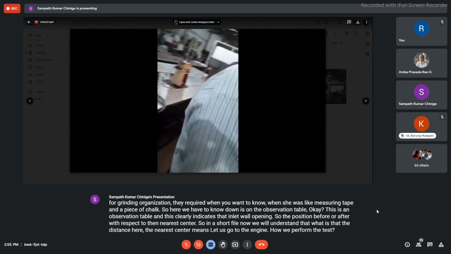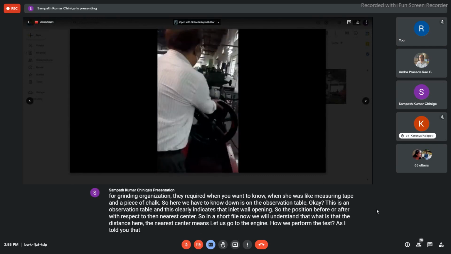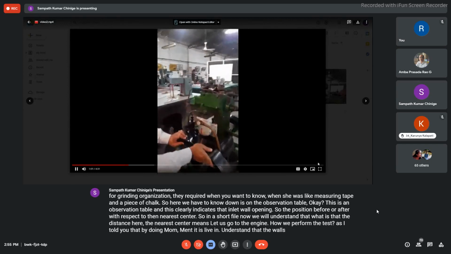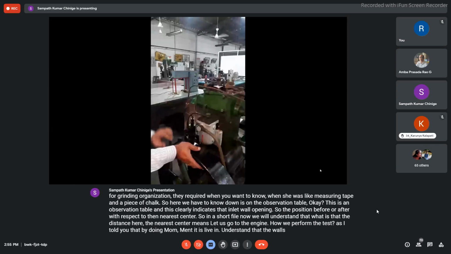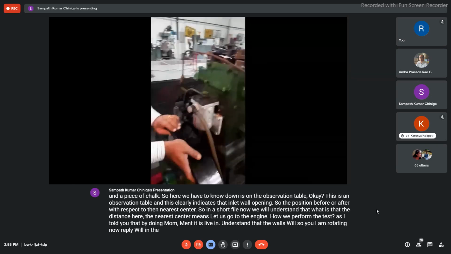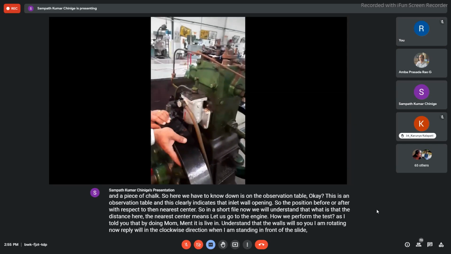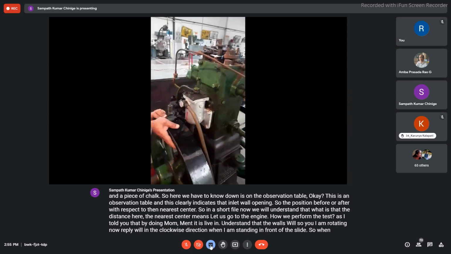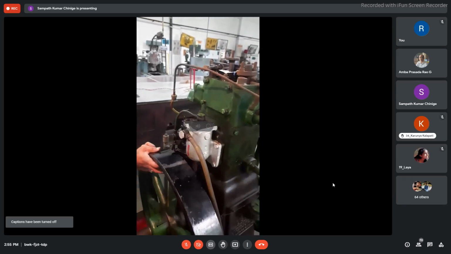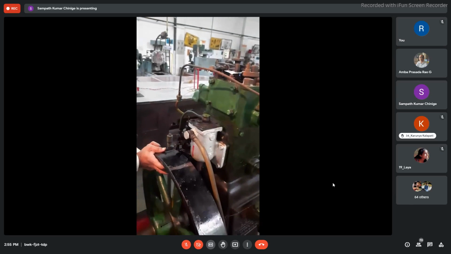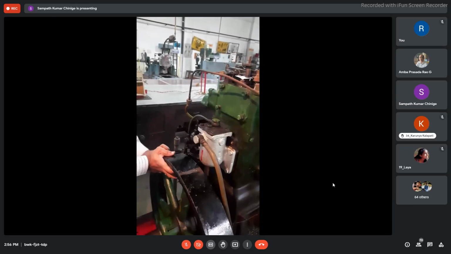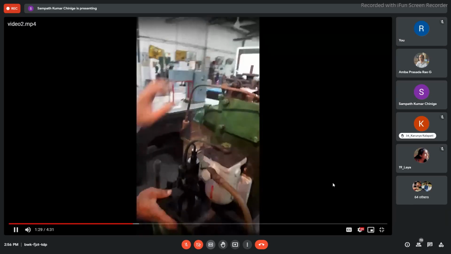As I told you, by giving movement to the flywheel, we will understand that the valves will open and close. So I am now rotating the flywheel in the clockwise direction when standing in front of the flywheel. When I rotate in the opposite, anti-clockwise direction, I am giving another movement. You see, if I move this way or that way, both rocker arms are getting actuated.